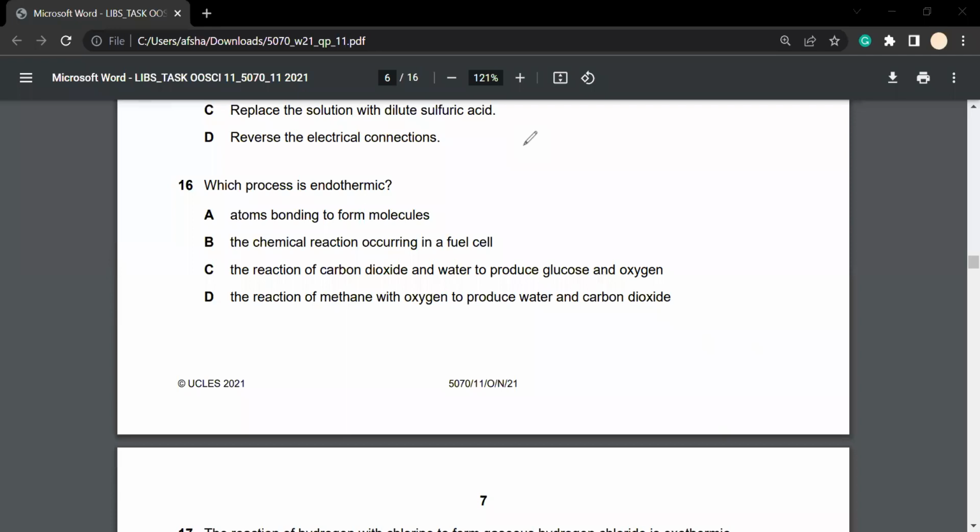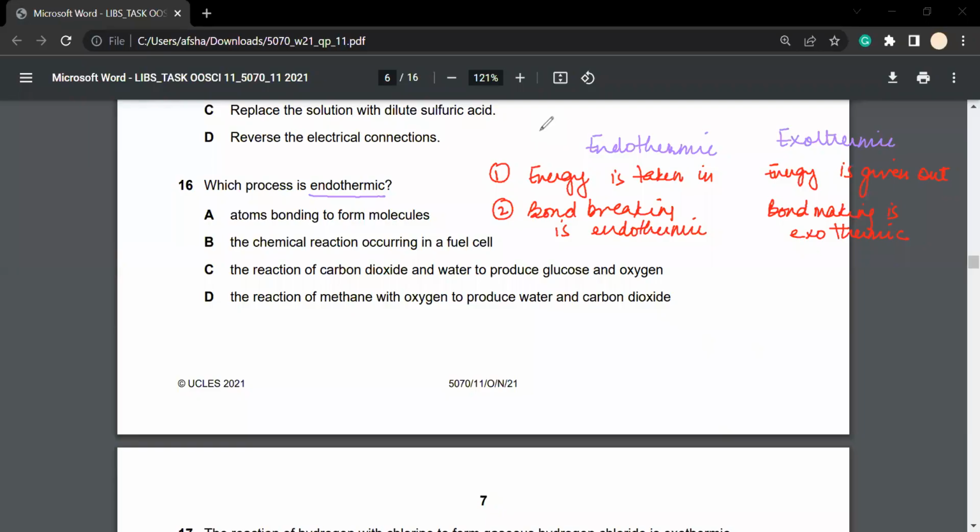Question number 16. Which process is endothermic? Endothermic reactions are those reactions where the heat is taken in, while exothermic are those where the heat is given out. We need to understand this. In terms of endothermic and exothermic, these are the few facts we need to understand: endothermic reactions are those reactions where energy is taken in, right? So energy is being taken in. When we talk about the exothermic reaction, there the energy is liberated out, it's given out.